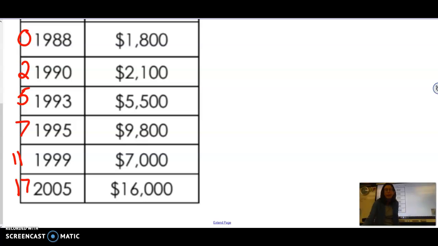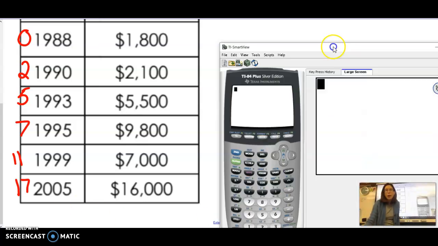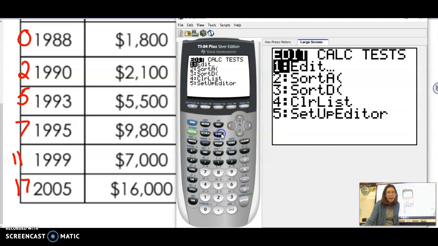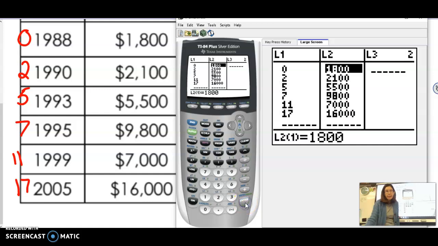So I'm going to go ahead and take my calculator and plug that stuff in. I already did that just to save time here in the video. So I hit Stat and then Edit, and I cleared my list out, and then I put that data in.